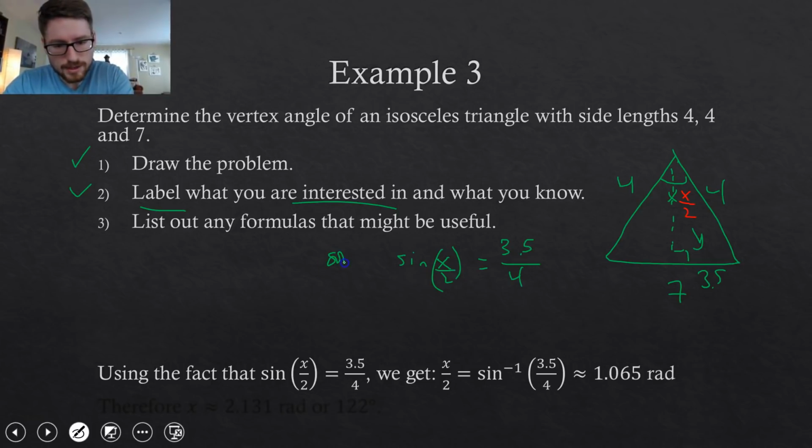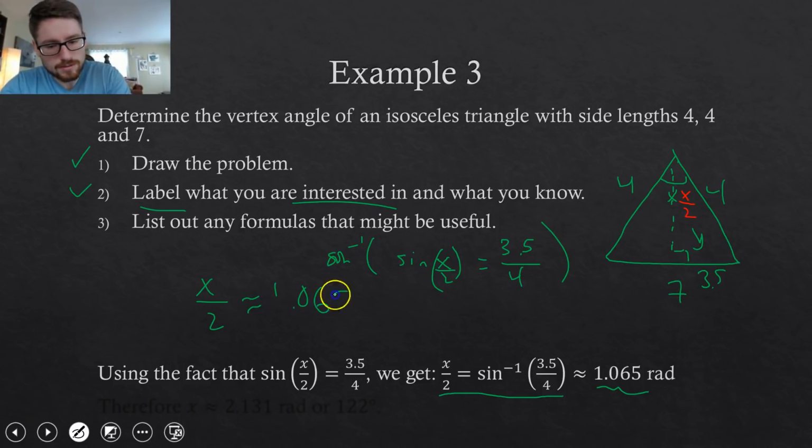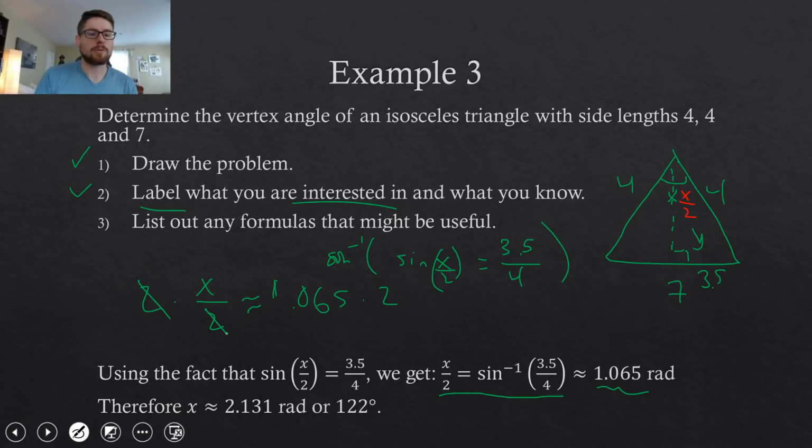So we take the inverse sine of this, and that gets us x over 2 equals inverse sine of 3.5 over 4. And when we compute the inverse sine of 3.5 over 4, we get roughly 1.065 as our answer, 1.065 radians. And so that says x over 2 is about 1.065. And so we multiply both sides by 2 to find x. And that gets us about 2.131.